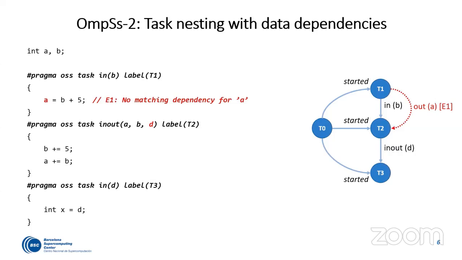Also, T2 declares to read-write D, which is not true. This creates unnecessary synchronization between T2 and T3, a performance bug, represented as a red in-out-D edge in the picture. These errors are called E2 errors.